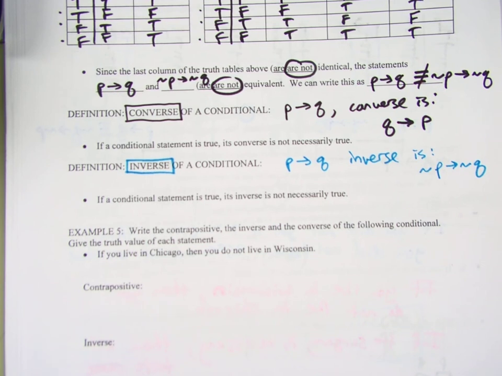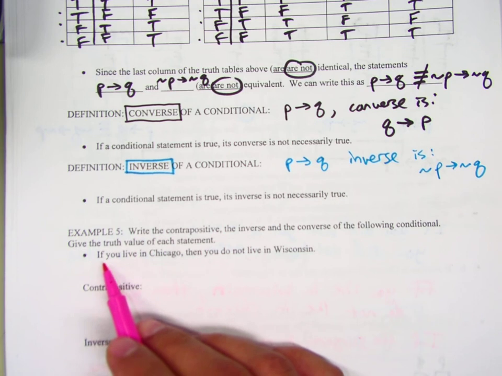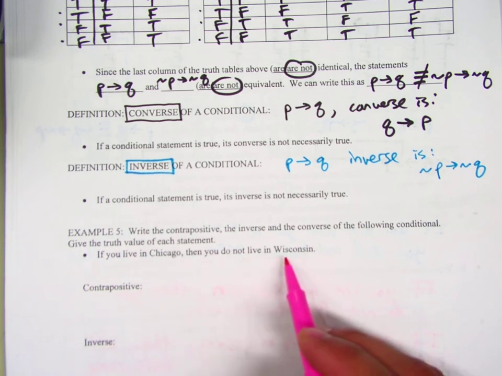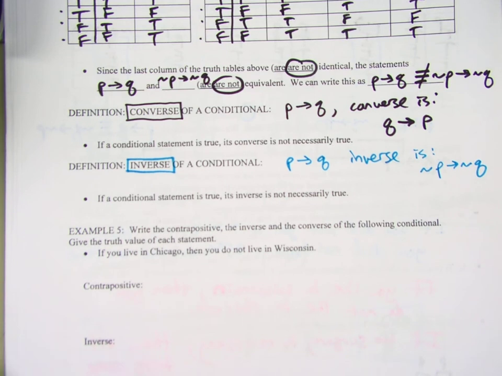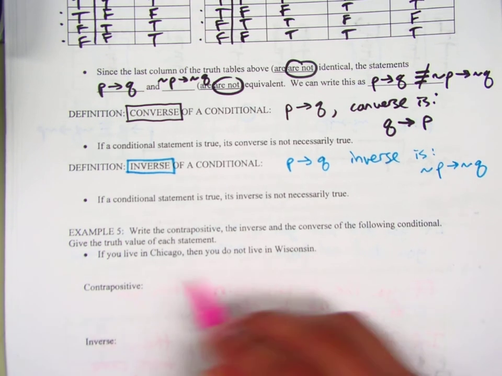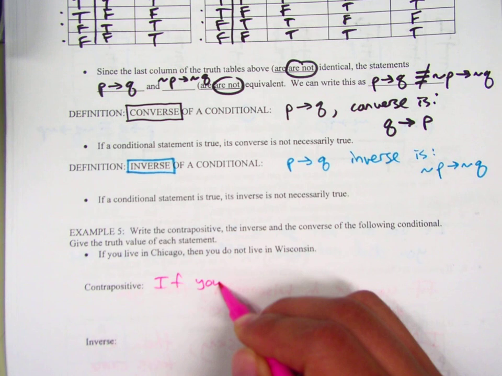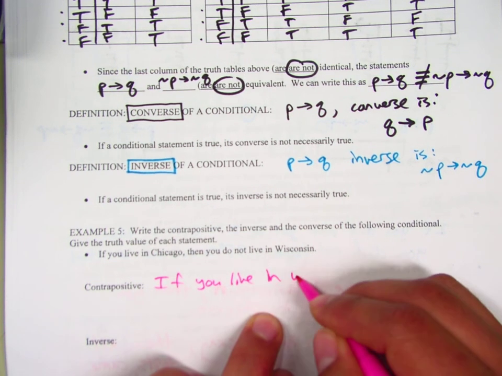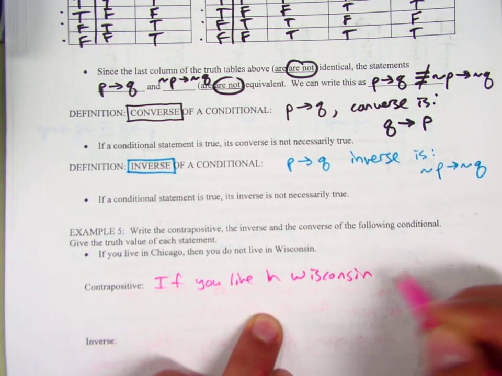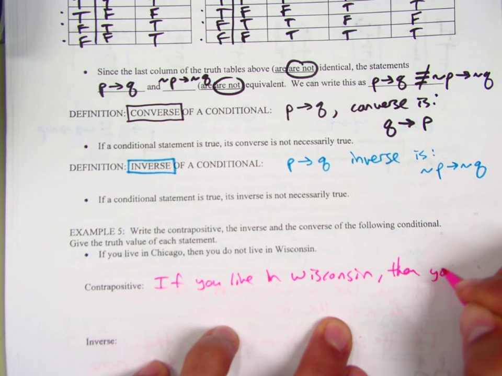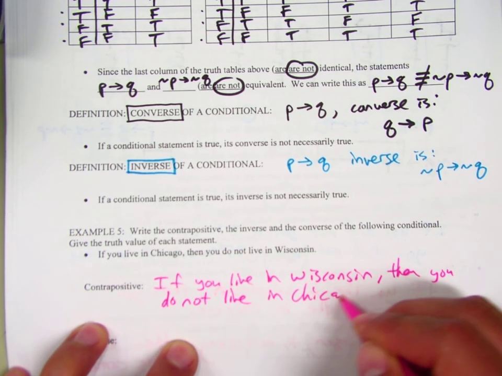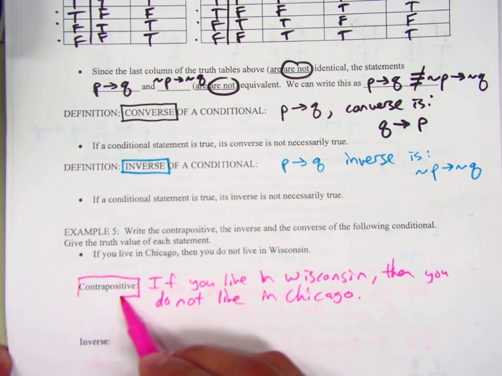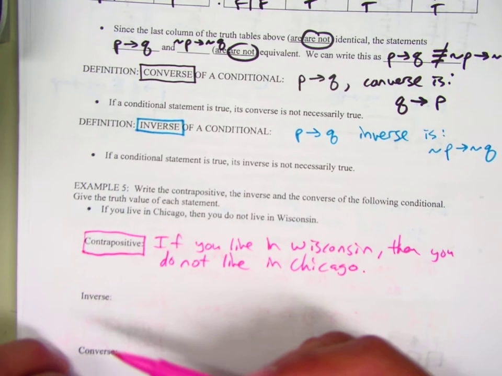Let's look at example 5, and then we are done. Okay, so I'll just go through these. If you live in Chicago, then you do not live in Wisconsin. For the contrapositive, you flip and you negate. Does that make sense? So now you would say, if you live in Wisconsin, then you do not live in Chicago. That's the contrapositive. And it's kind of easy to remember, at least in my opinion.